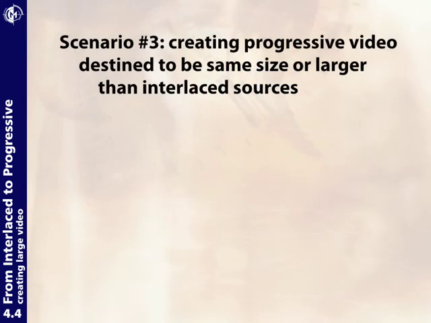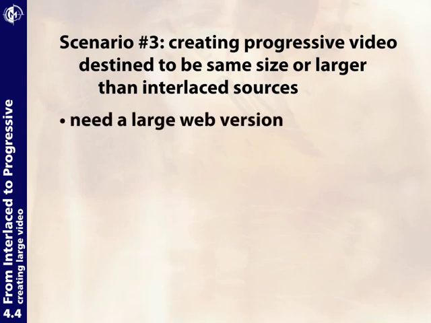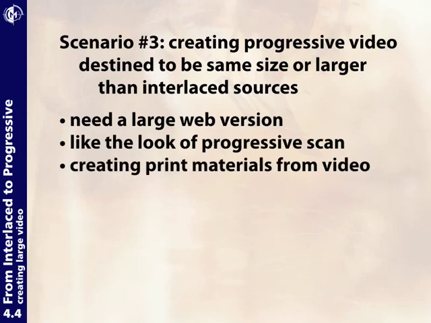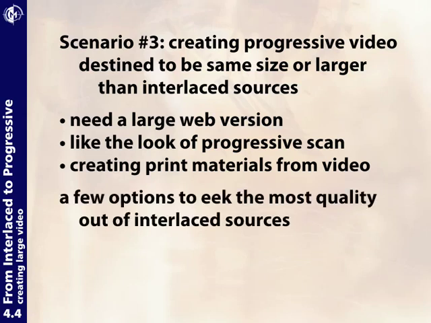The third scenario is if you're trying to create progressive video that's the same size or larger than your original source. Say you're creating large video for the web, or maybe you just like the look of progressive scan video over interlaced video. Say you're trying to create print materials from a video capture, that's a common task. What you need to do is de-interlace the footage and get the best possible frame out of the result. There are several recipes and plugins floating around out there to do this. I'll show you some of my favorites.